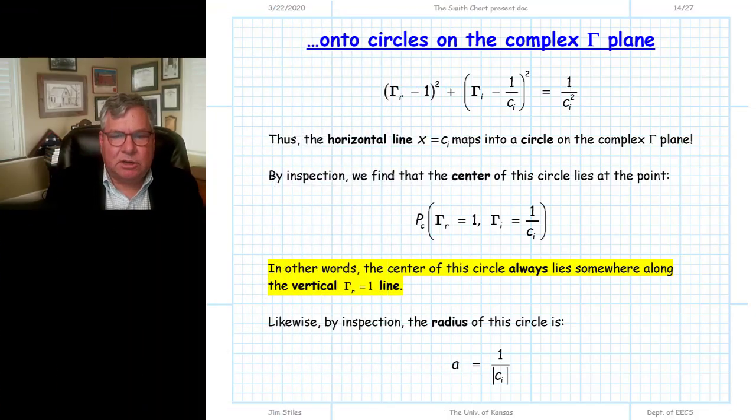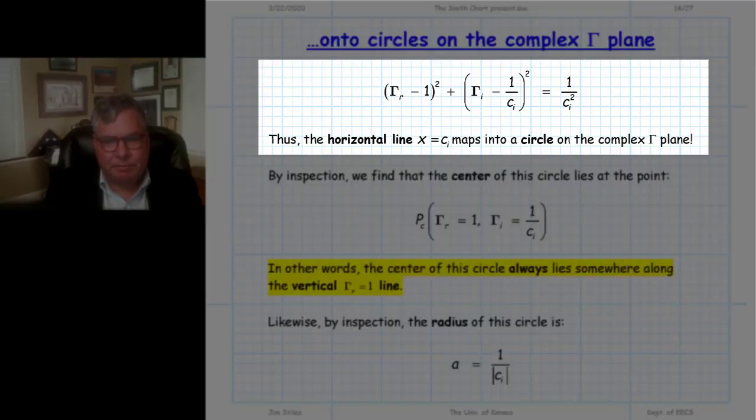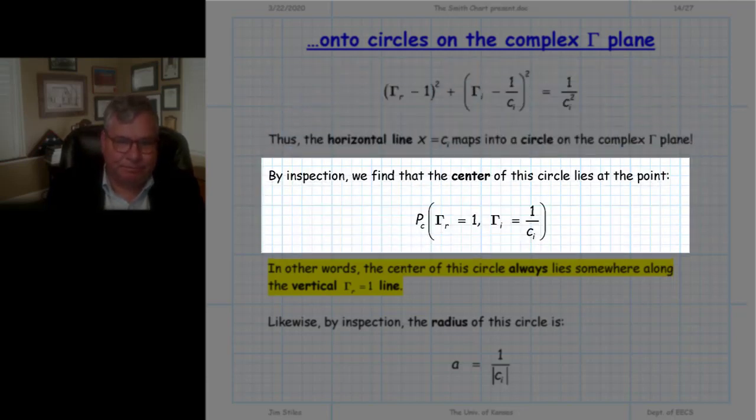All right, so let's look at this equation, this parametric description of the circles that are mapped onto the complex gamma plane. And we see, again, it is a description of a circle. From the math, we can ascertain both the center location of the circle and the radius of the circle. First, the center. The center of the circle is a point on the complex gamma plane, and the real part of the location of that gamma must be equal to 1. Notice this is independent of Ci.